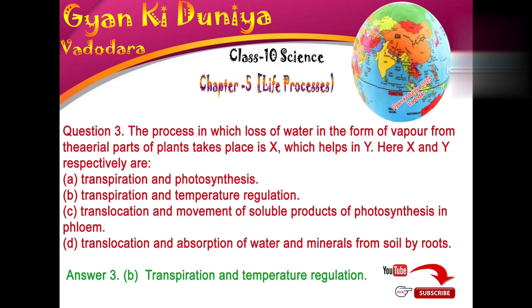Question 3. The process in which loss of water in the form of vapor from the aerial parts of plants takes place is X, which helps in Y. Here X and Y respectively are A. Transpiration and photosynthesis, B. Transpiration and temperature regulation, C. Translocation and movement of soluble products of photosynthesis in phloem. D. Translocation and absorption of water and minerals from soil by roots. Answer 3. B. Transpiration and temperature regulation.